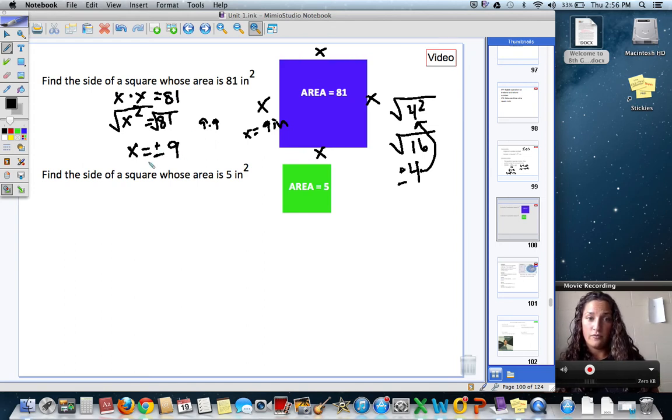This is going to give you your 4. Just 9 is going to give you your 3.5. So here, area equals 5. Again, we have x, x, x, x.